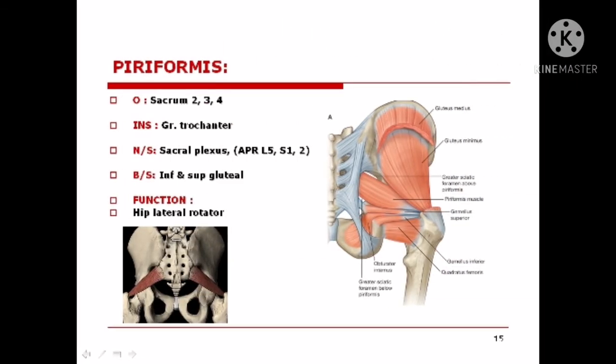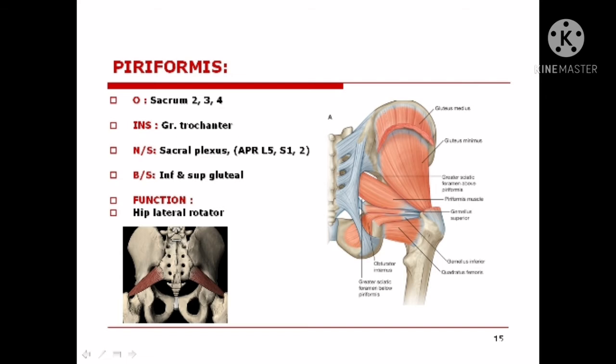The piriformis muscle arises from the second, third and fourth fused sacral vertebrae. It inserts upon the greater trochanter present upon the upper end of the femur bone. Its nerve supply is from the sacral plexus, anterior primary rami of L5, S1 and S2. The blood supply is from the inferior and superior gluteal arteries. Its function is hip lateral rotation.